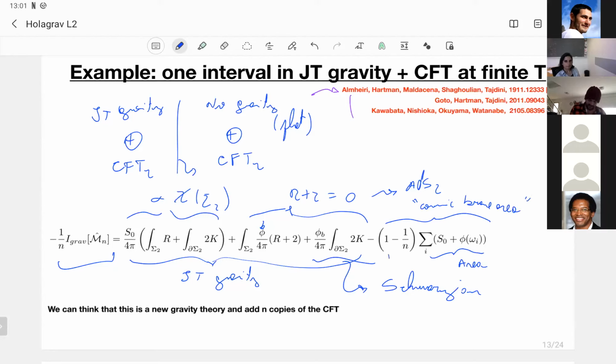With some tension, where omega y are the position of the... remember, you have M hat as a quotient, you have fixed points on this Z_n symmetry. These fixed points, I call them W. So you can start with this theory. You can think that this is a new gravity theory. You have this action, and on top of that, you have a CFT action, and you can replicate this CFT to compute trace of rho to the n.